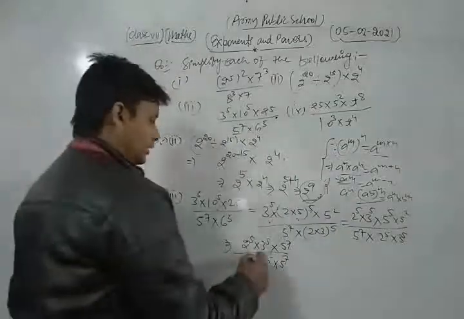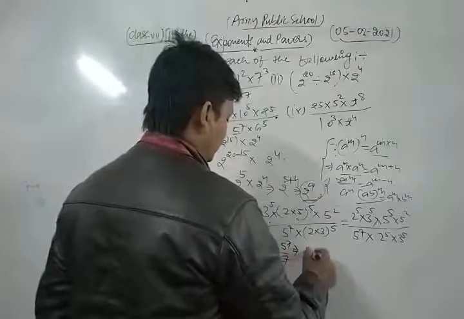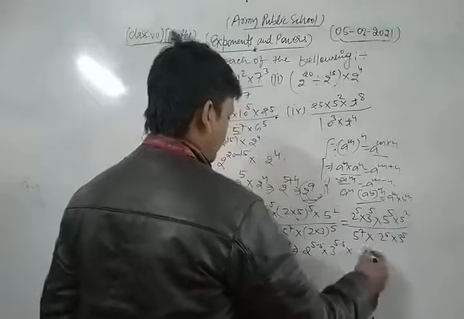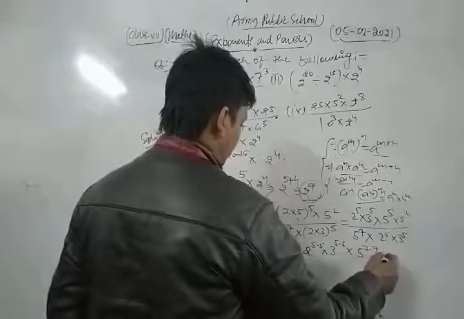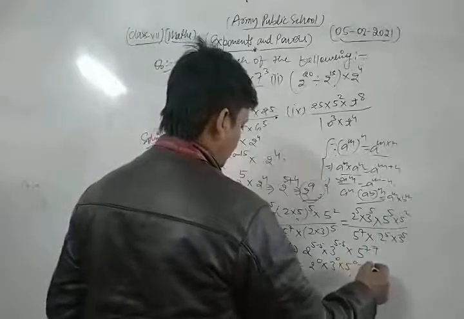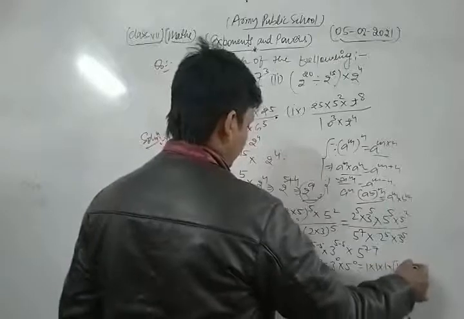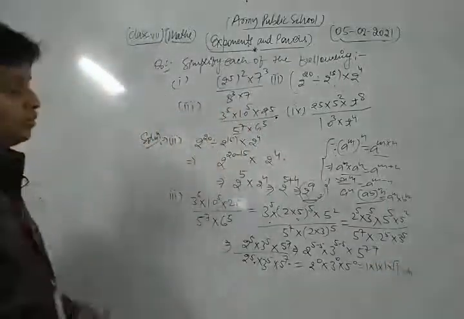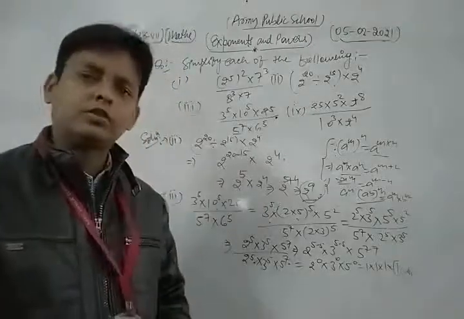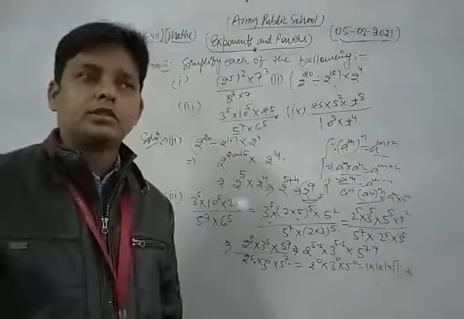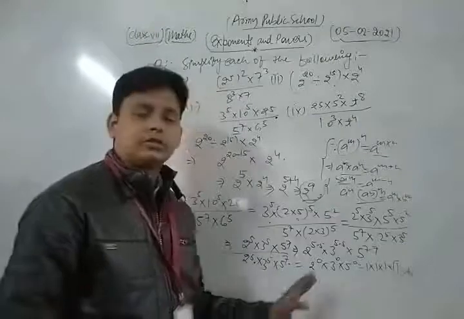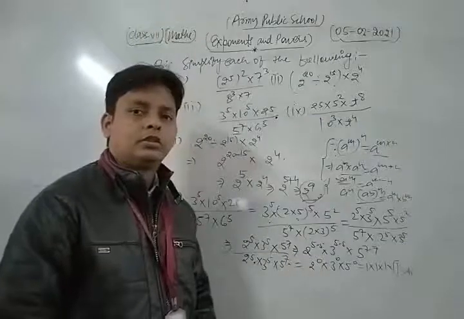According to that, we get 2 power 5 minus 5, into 3 power 5 minus 5, into 5 power 7 minus 7. Thus we get 2 power 0 into 3 power 0 into 5 power 0. So 1 into 1 into 1, that is the value. This is the required solution. This question gives 1 because the value of any number to the power 0 is 1. Now similarly we take and solve the last part of this question.